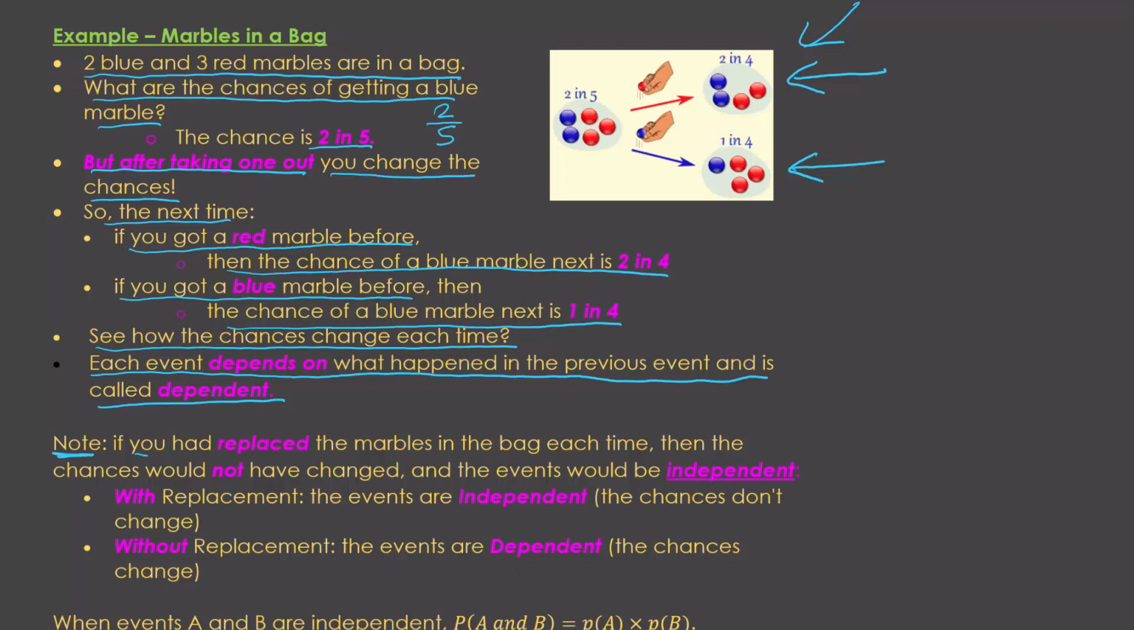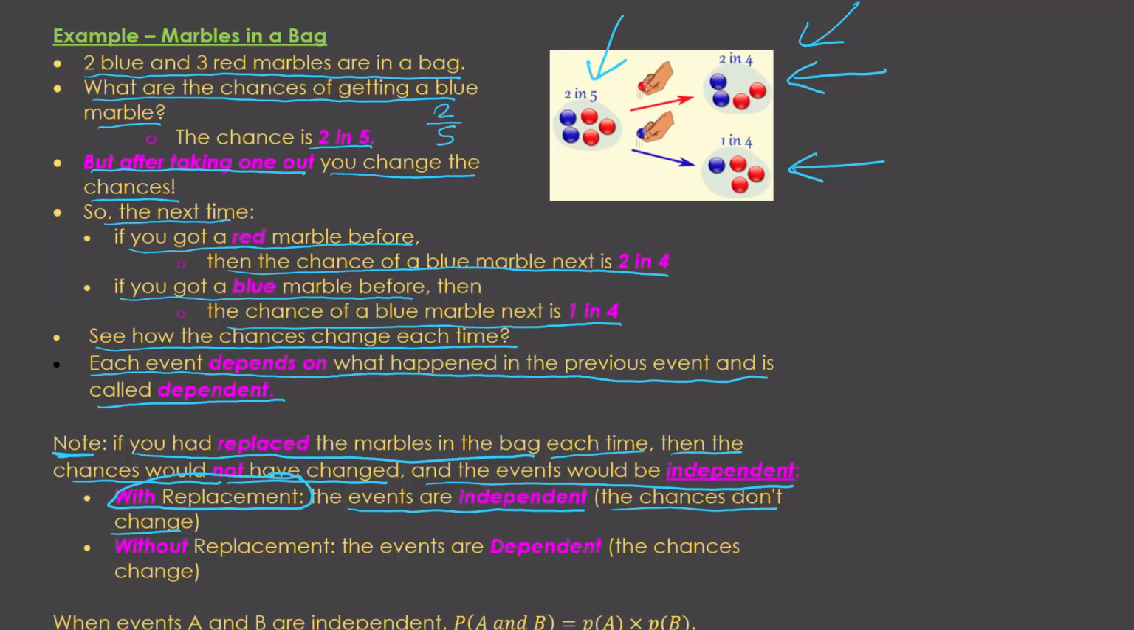Each event depends on what happened in the previous event and is called dependent. Note, if you had replaced the marbles in the bag each time, then the chances would not have changed and the events would be independent. So that leads us to 2 situations you need to look out for in questions. With replacement, the events are independent and the chances don't change. That's because if you replaced it, you'd be back to the original bag. Without replacement, the events are dependent and the chances will change.